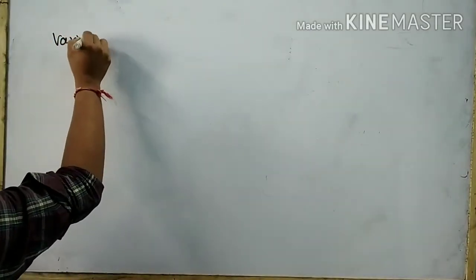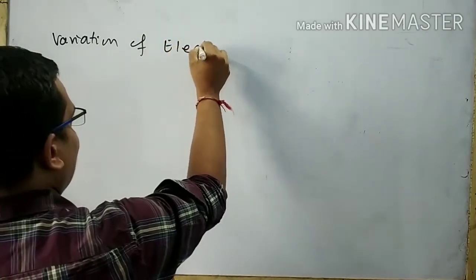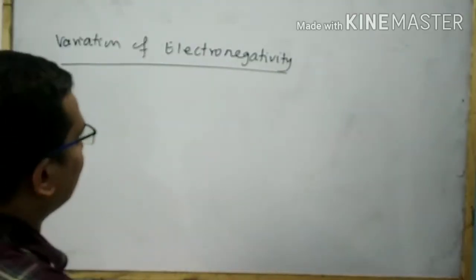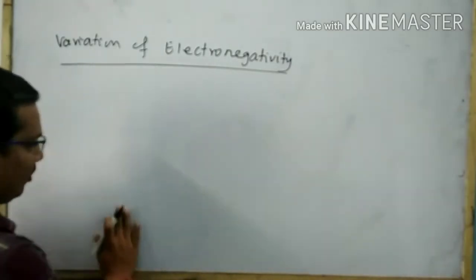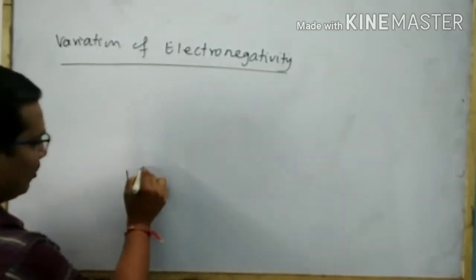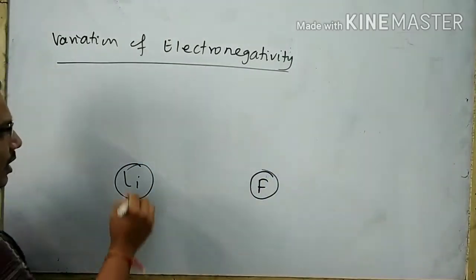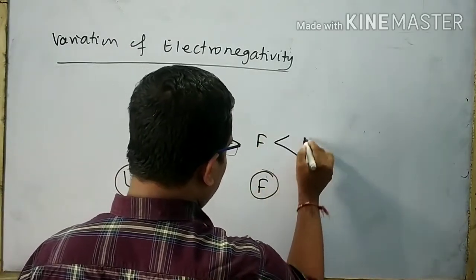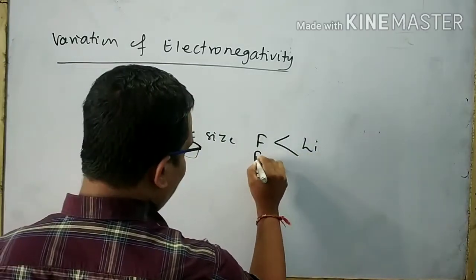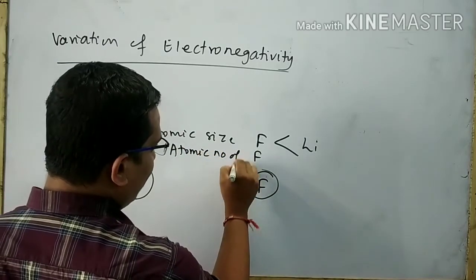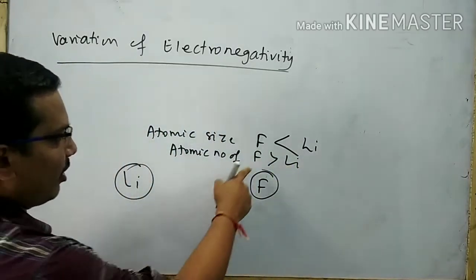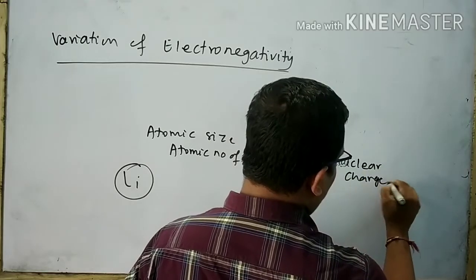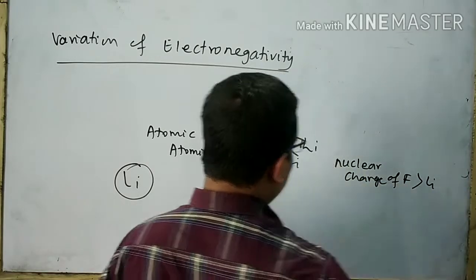Now I discuss the variation of electronegativity. At first I will discuss the variation of electronegativity in a period. Suppose take two elements from the second period. One is lithium, another is fluorine. The atomic size of fluorine is smaller than lithium, but the atomic number of fluorine is more than lithium. Since the atomic number of fluorine is more than lithium, the nuclear charge of fluorine is more than lithium.